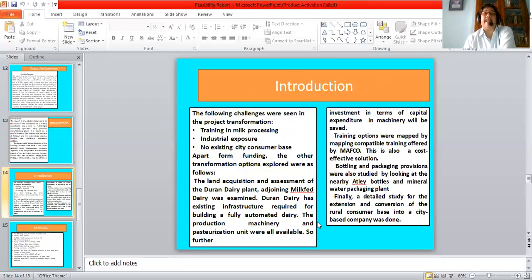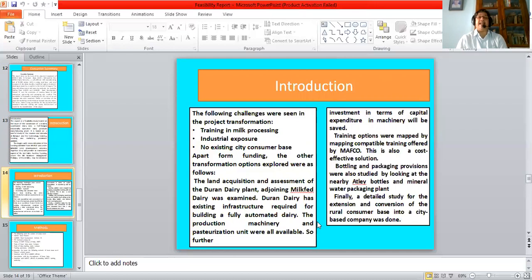Now, apart from funding, the other transformation options explored were as follows. Okay, so what were the other options? Let us read. The land acquisition and assessment of the Durand dairy plant adjoining milk-fed dairy was examined. So this is the other dairy plant which this farm is trying to take over. Durand dairy has existing infrastructure required for building a fully automated dairy.